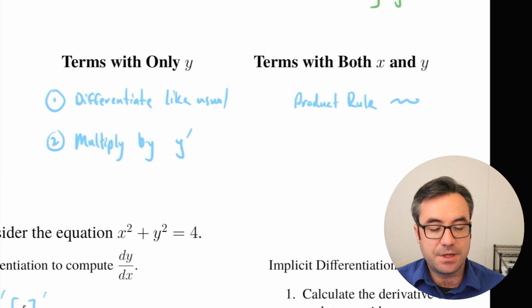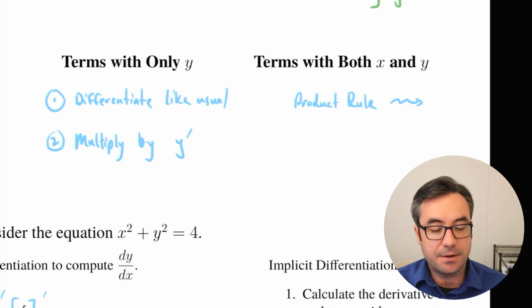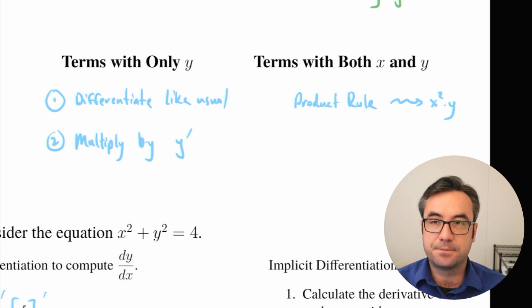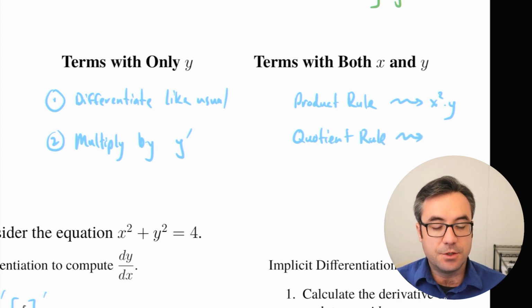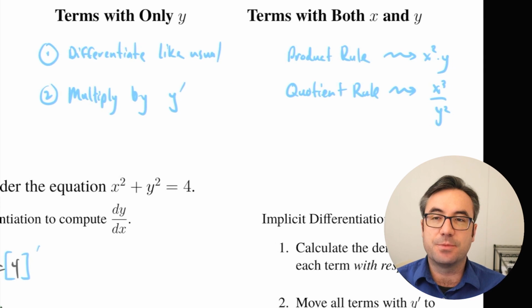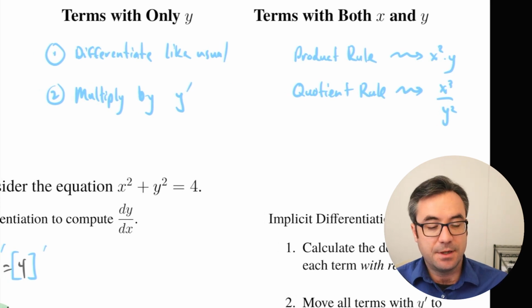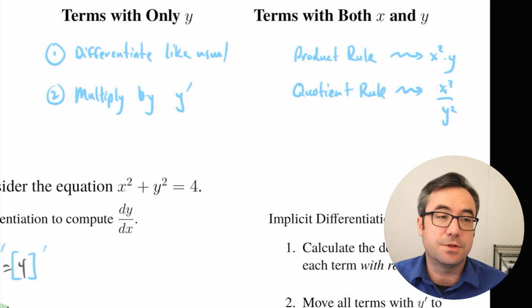So an example of something where a term that you would have to use product rule on would be something like x squared times y. If we have a fraction, well, then maybe we have to use quotient rule. So maybe that would be an example of x cubed over y squared. So it's a term involving both x's and y's, and they're being divided. There's a quotient, there's a fraction. So we'd have to use quotient rule.